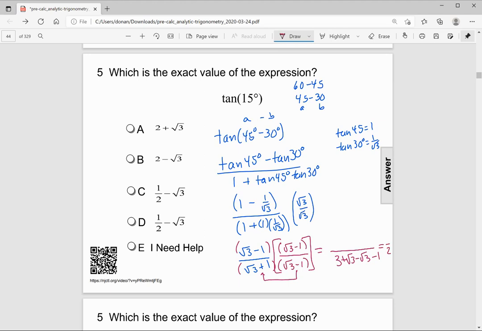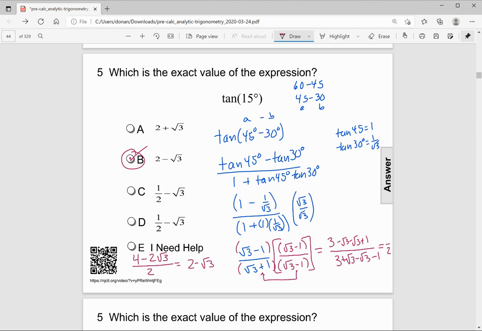The numerator, when I FOIL this out, I get root 3 times root 3 is 3, minus root 3 minus root 3 plus 1. And so the numerator of that becomes 4 minus 2 times root 3, and the denominator is 2. And so that becomes 2 minus radical 3. And so the correct answer to this one is B.